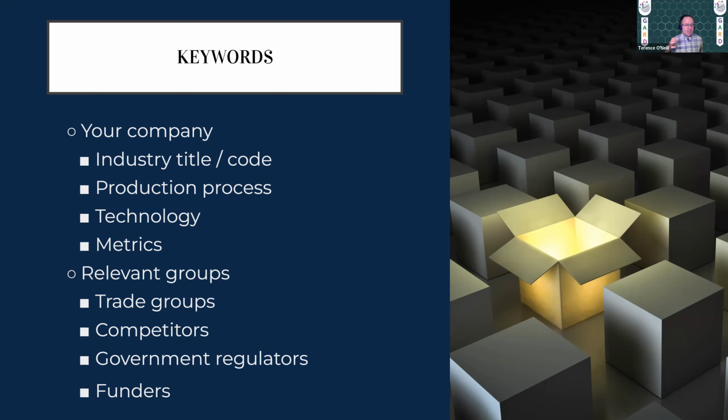That could include an industry code, like we use the NAICS codes here in the United States. It could be a particular production process, technology, even the measurement that you might be looking at. And then it could be relevant groups of individuals or organizations, trade groups, competitor groups, government regulators, funders.